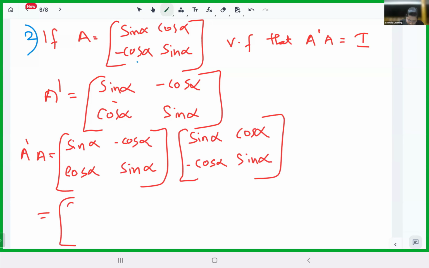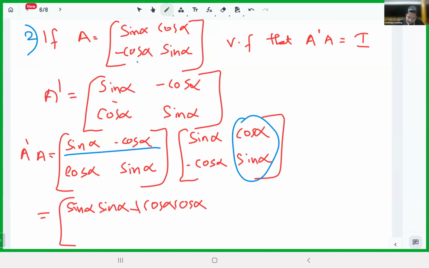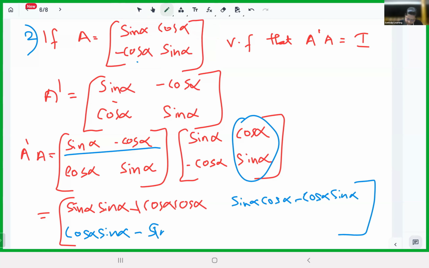So sin alpha into sin alpha, sin alpha into sin alpha. Then minus cos alpha into minus cos alpha will become plus, right? Plus cos alpha into cos alpha. Then you have to multiply the first row with the second column. First row with the second column. Then you'll get the second element. So sin alpha, cos alpha minus cos alpha, sin alpha. Then the second row is cos alpha, sin alpha minus sin alpha, cos alpha. And the fourth one is cos alpha into cos alpha plus sin alpha into sin alpha.